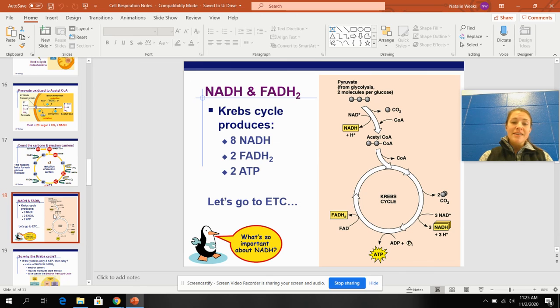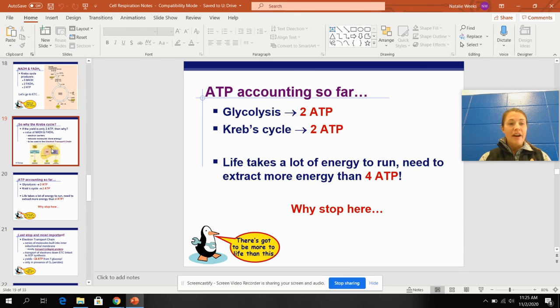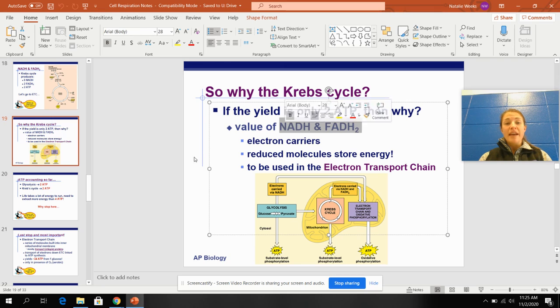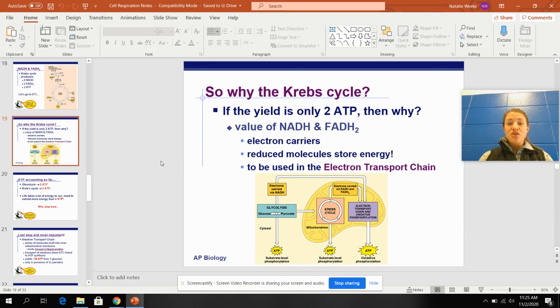The last part is the electron transport chain. This is the part where we really need our mitochondria to work, and this is the part that sets us apart from bacteria. This is the only thing that sets you apart from bacteria. And this is where we're going to see where all of that NADH went. The reason why we need the Krebs cycle is basically to make these two things, NADH and FADH2. We need these electron carriers to pump the last part of our cycle.